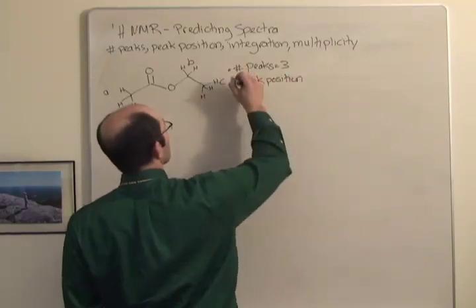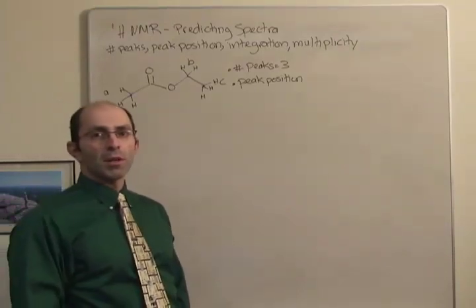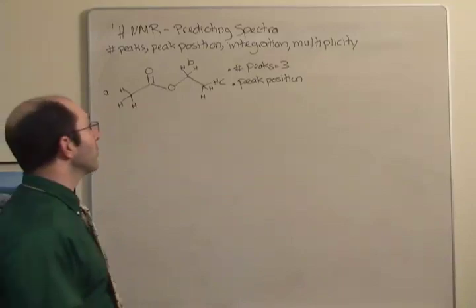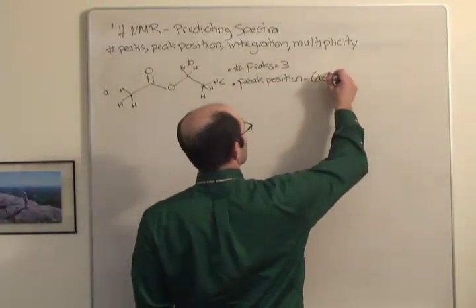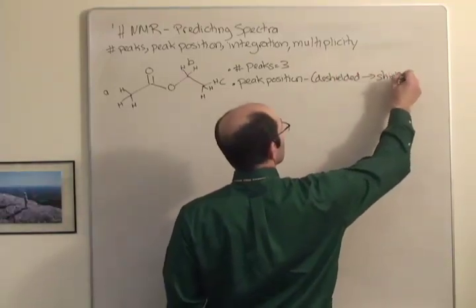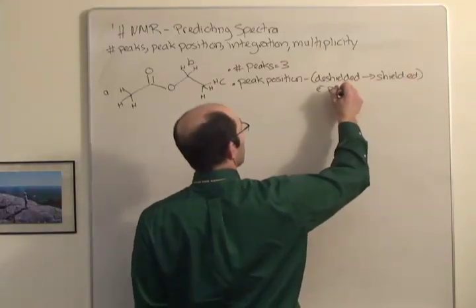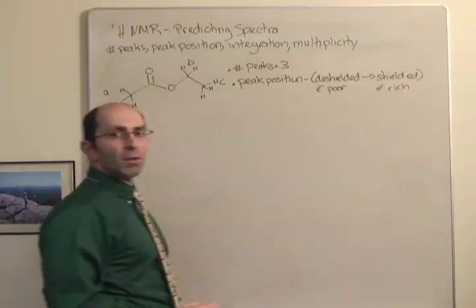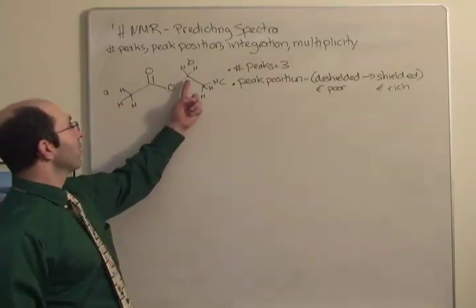Let's do peak position. And again, peak position, we're going to focus on protons that are close to electronegative elements. Those are going to be de-shielded to the left in the spectrum. Right, so peak position, and again we're thinking de-shielded to shielded, and again de-shielded, electron poor, shielded, electron rich.